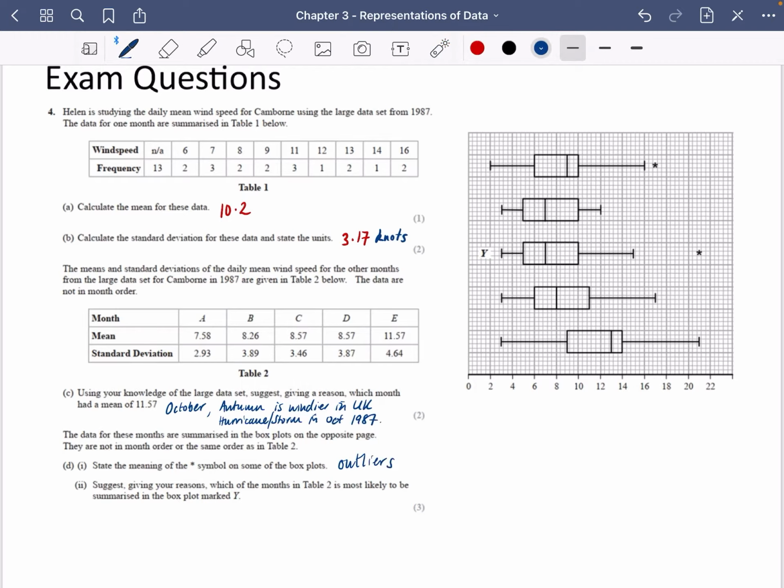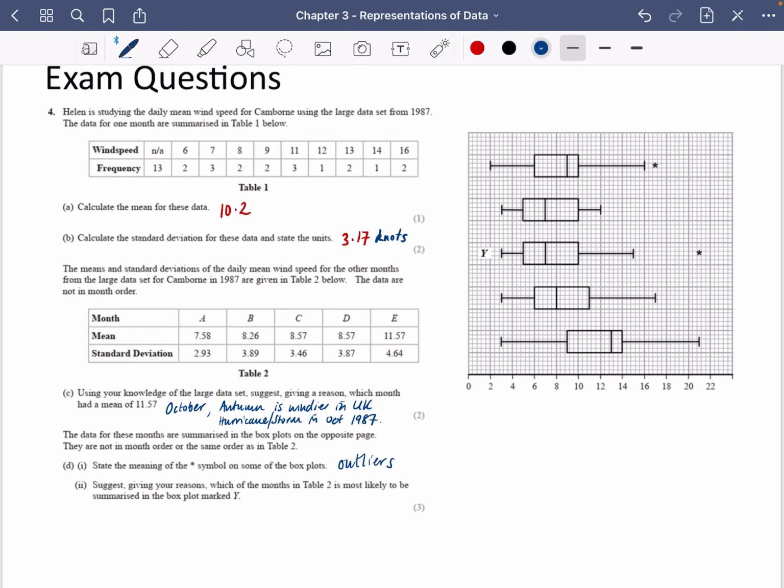Then it wants us, for the last part, to suggest, giving your reasons, which of the months in table 2 is most likely to be summarized in the box plot marked Y. So we want to know, for this box plot that we've got here, which one might it be from this table that we have. Well, I'm going to try and eliminate some of them, and then we'll just take a sensible guess, because it does say suggest which one it could be. Well, I look at a couple of things. I want to look at the median of this, because that's going to be similar to the mean. Usually, we would expect a median to be roughly equal to the mean.